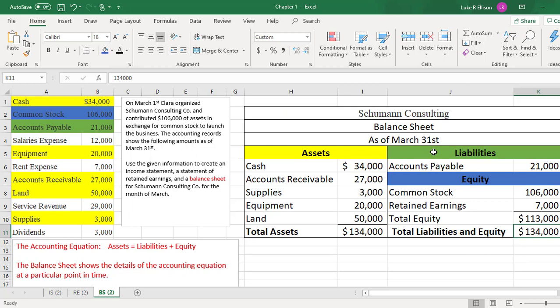So in conclusion here, for the balance sheet, you're always going to want to list out the assets, the liabilities, and the equity accounts. And hopefully at the end of the day, your total assets match your total liabilities and equity. And if they do, that's good news. That means you've most likely completed the balance sheet correctly.